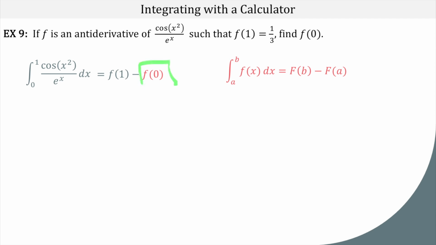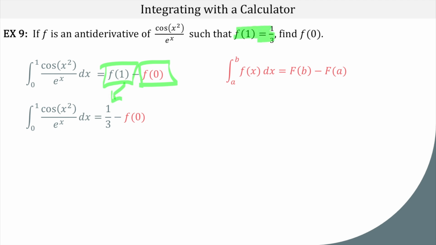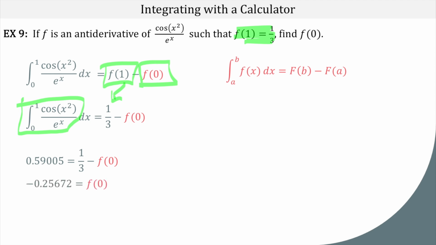This f of 0 is what I'm trying to find. Well, do I know the rest of it? Can I just solve for f of 0? I sure can. I know that f of 1 is 1/3 because it told us that in the problem. And then this guy, I can use my calculator to figure that out. So if you plug in that whole thing to your calculator, you get 0.59005 equals 1/3 minus f of 0, and then you just get to solve for f of 0 with your algebra. That's that, the fundamental theorem of calculus, part 2.